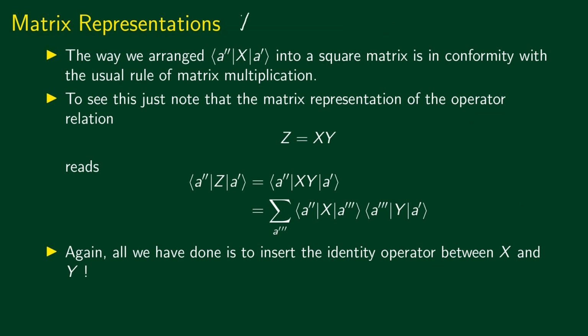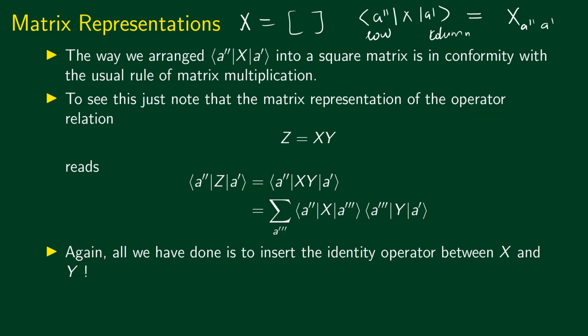We saw that we can represent an operator by a square matrix. The matrix elements are of the form bra a double prime X ket a prime. We said that this can be thought of as the row index and this as the column index. Now, sometimes it's easier to understand if we denote it like this: X a double prime a prime.